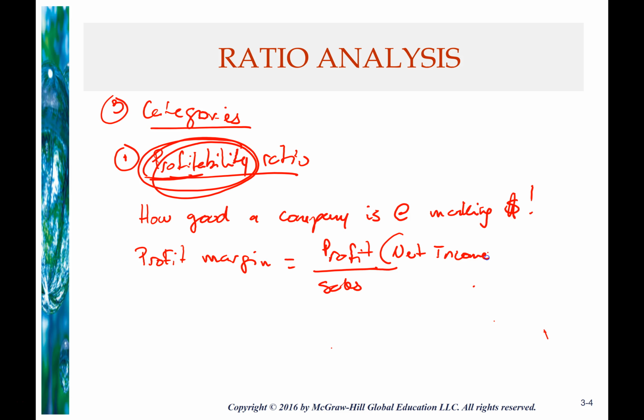And where can you find your net income? In your sales, on your income statement. Profitability ratio, how good a company is at making money. Profit margin is one of the ratios that we look at in this category, and it's simply profit over sales. The higher, the better. Of course, the higher your profitability ratio is, the better position to be in.